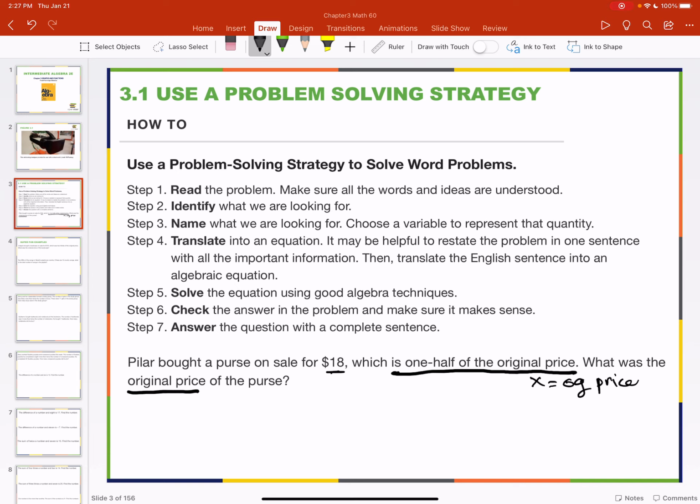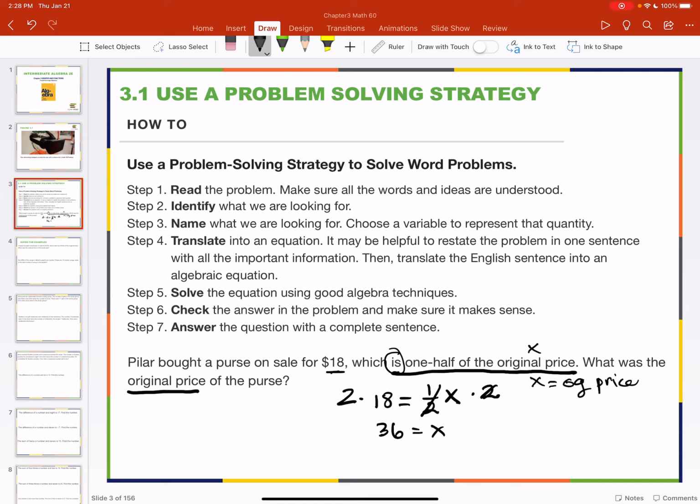And then it says, okay, fine. So then what do they give us? They give us that 18 is 1/2 of whatever the original price is, right? So we can write this as a sentence. We would say 18 is 1/2 of X. Okay, so then of course to solve for it, multiply by the reciprocal, which is 2. So multiply both sides by 2. That would cancel. 2 times 18 is 36.